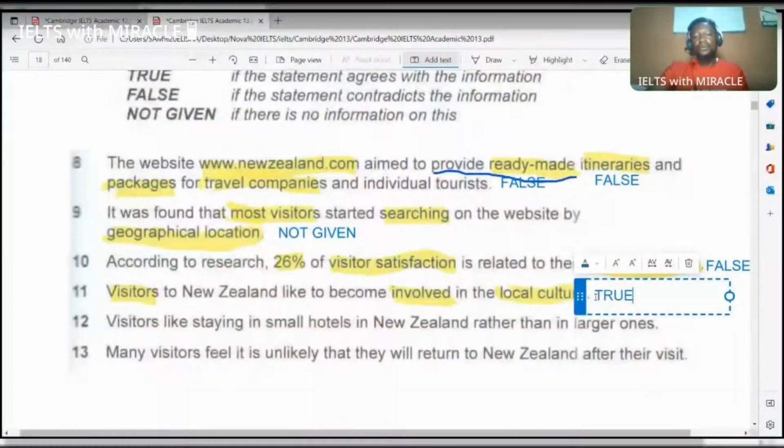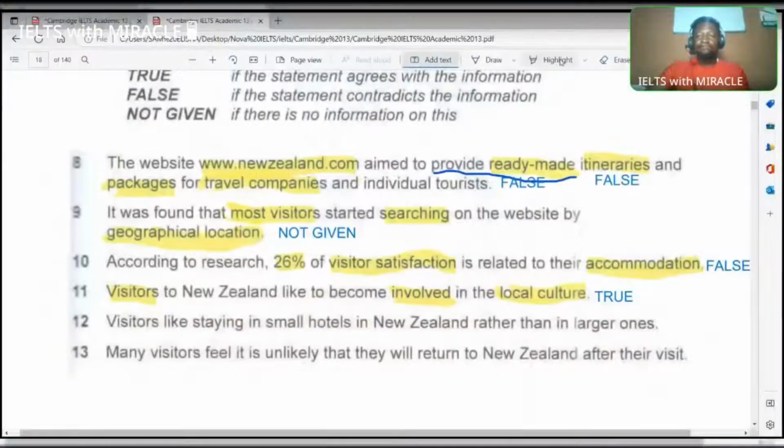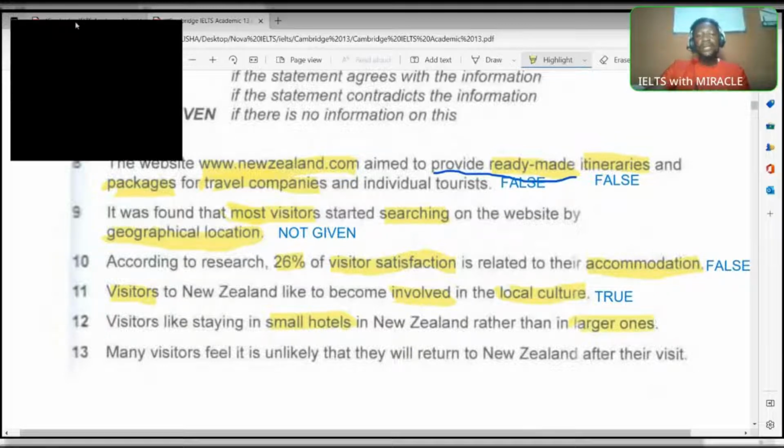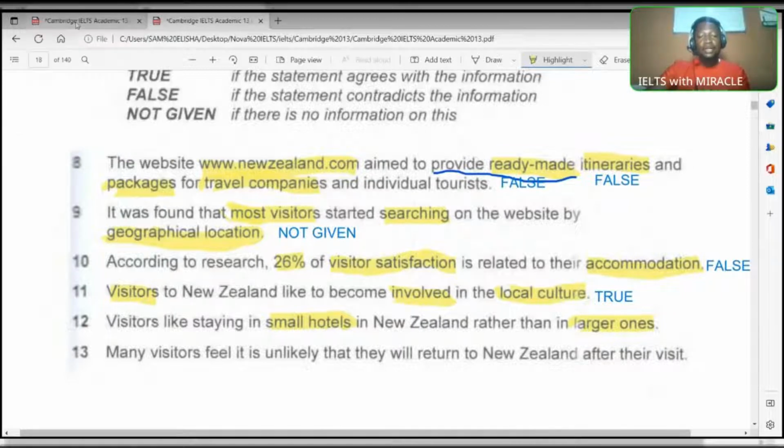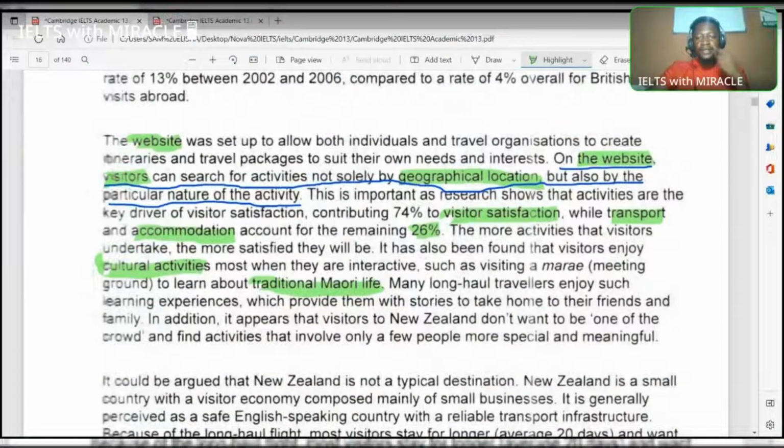Right? Then we now look at number 12. Visitors like staying in small hotels, keyword small hotels, rather than in larger ones. Interesting. So let's see if we can quickly find small hotels, larger hotels, small hotels, and larger hotels. All right.